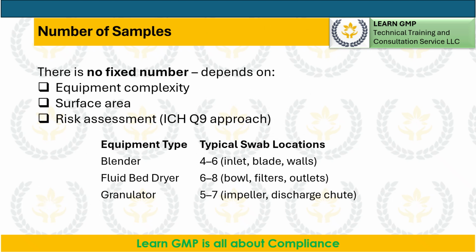Number of samples. There is no fixed number. It depends on equipment complexity and surface area, and you should follow the risk assessment ICH Q9 approach. Equipment type and typical swab locations: a blender, around 4 to 6 swabs from inlet, blade, and walls. A fluid bed dryer, around 6 to 8 swabs from bowl, filters, and outlets. And from a granulator, 5 to 7 swabs from impeller and discharge chute.